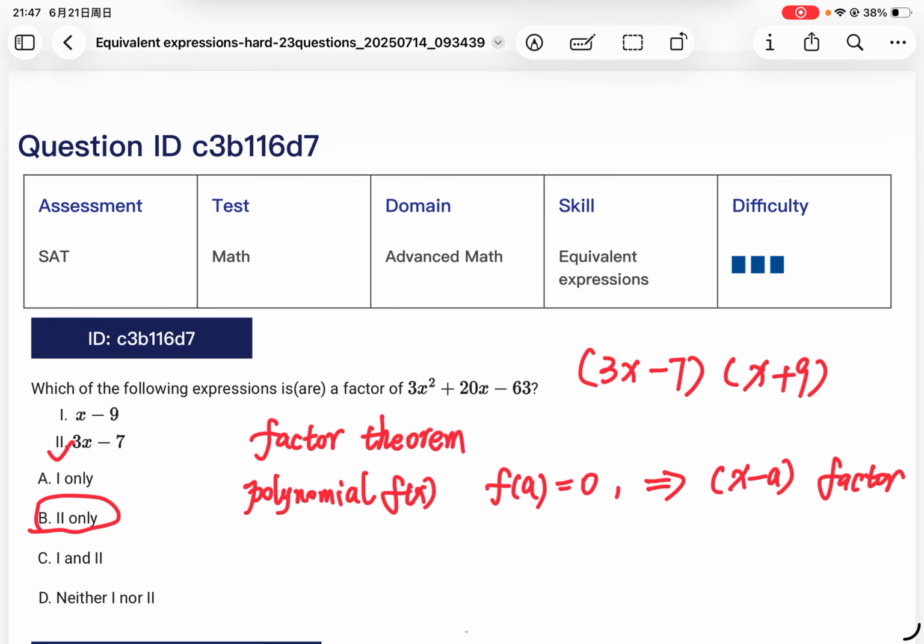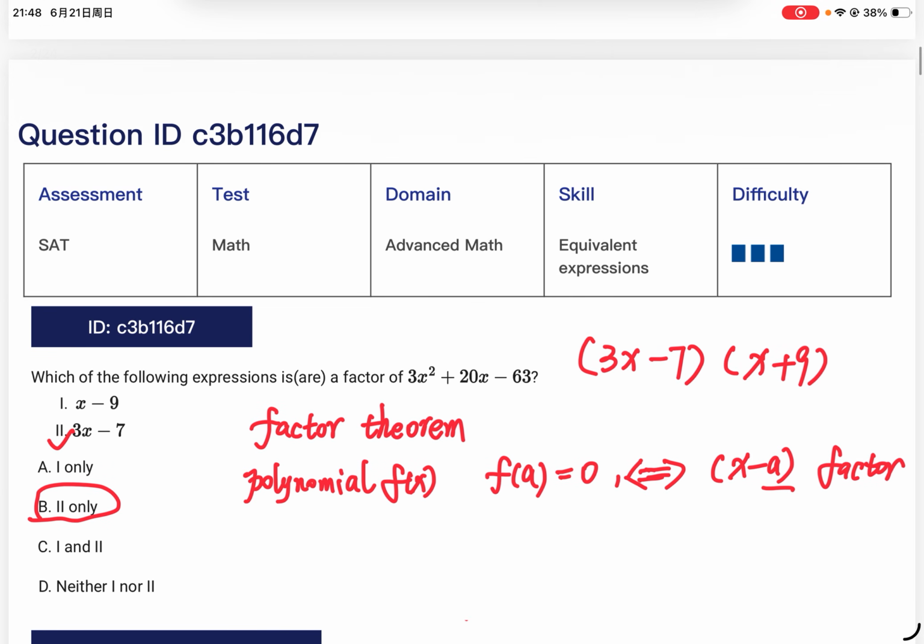Conversely, if we know that x minus a is a factor of the polynomial, we should also get that f(a) equals 0. So both directions are true. Let me first quickly prove the factor theorem to you so that it is easy for you to memorize.